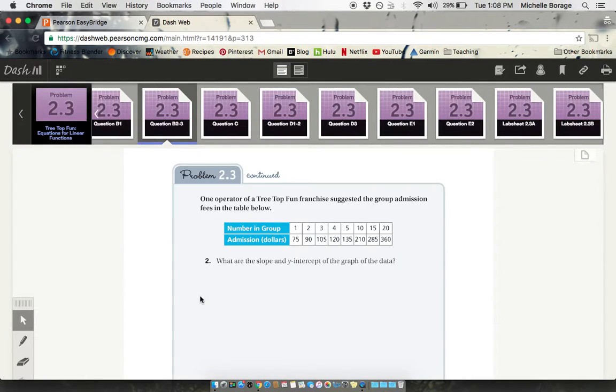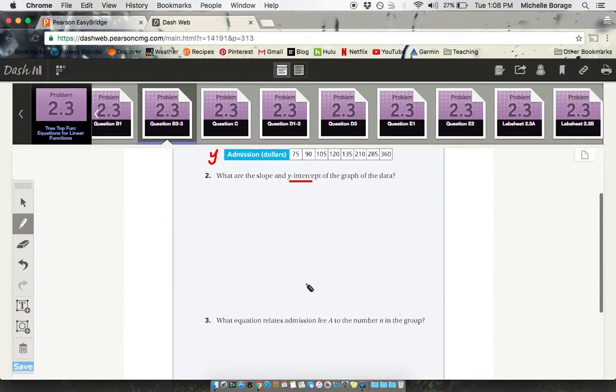On B2, they want to know, it's the same table, I believe. I want to know what's the slope. So think about the change in y and the change in x and how you can relate those. Here's your y. Here's your x. It's really hard to write. That's an x. Oh, I made it worse. Oh well. This numbering group is x, admission is y. I want to know what's the slope and what's the y-intercept. You might have to do a little work to find the y-intercept.